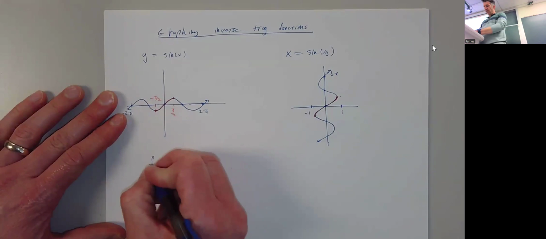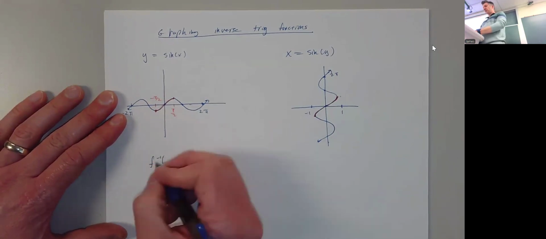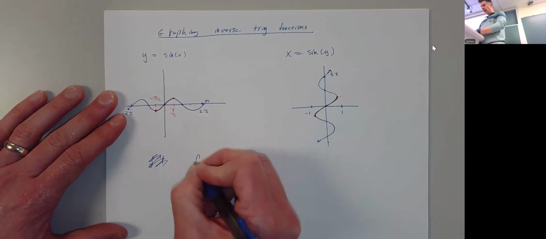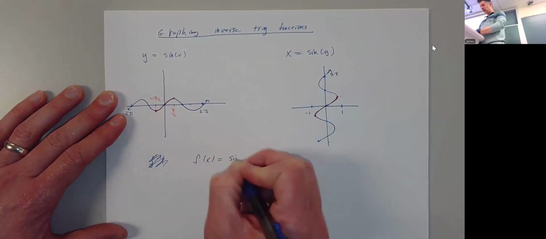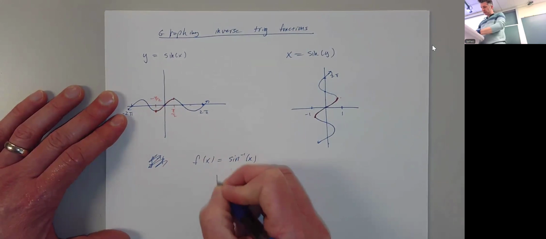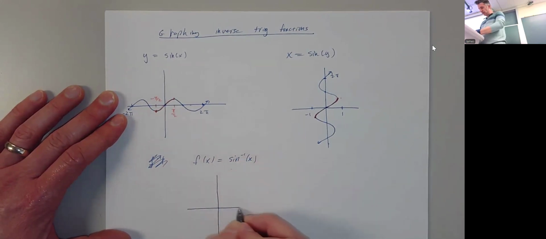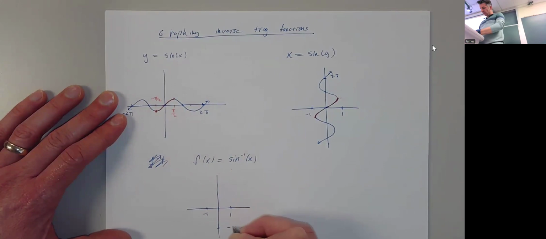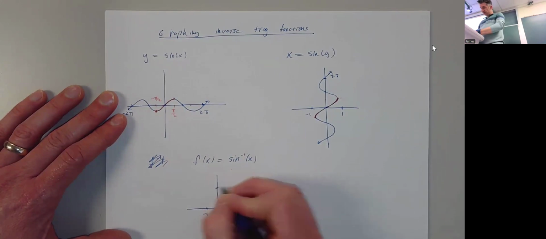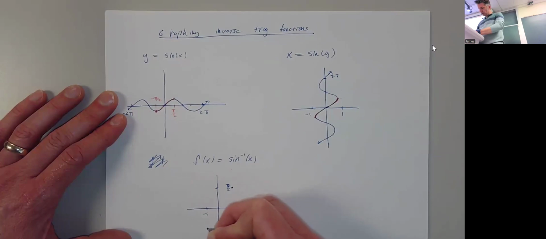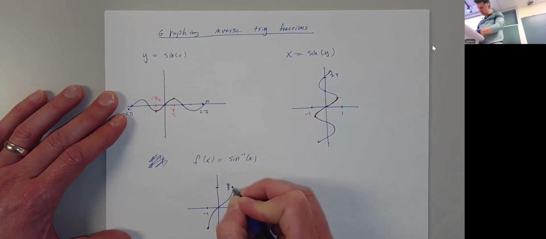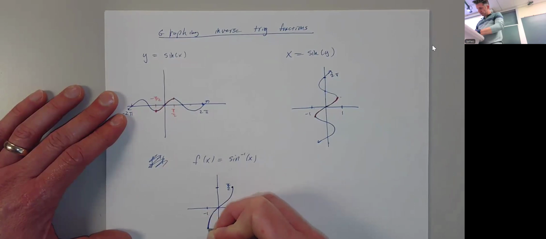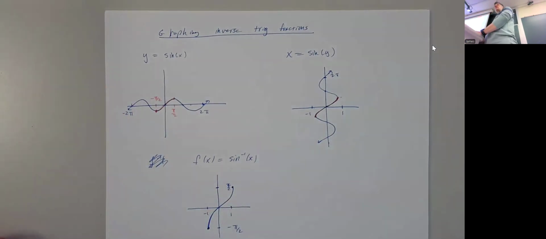So here's my graph of f of x equal to the inverse sine function. It looks like this. It's got a domain from -1 to 1. It's got a range from -pi/2 to pi/2. And it looks like this. Kind of unexciting.